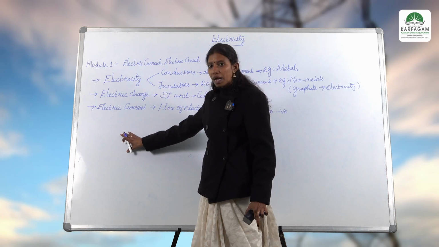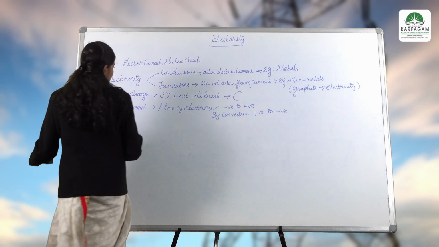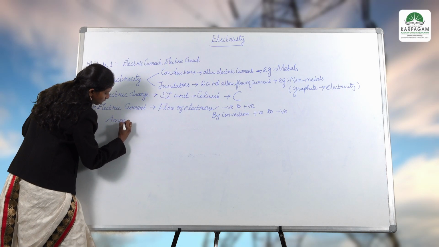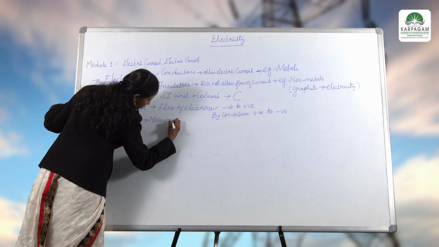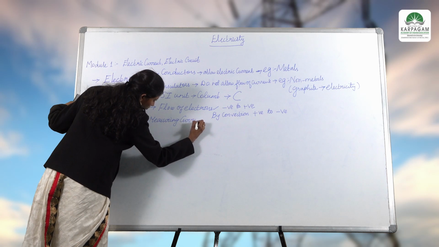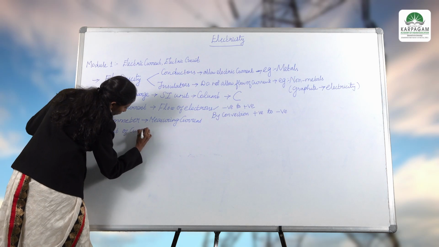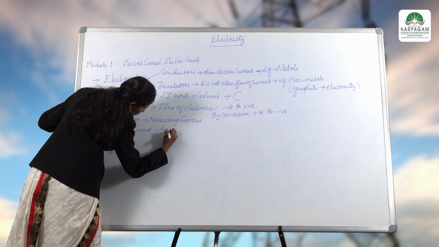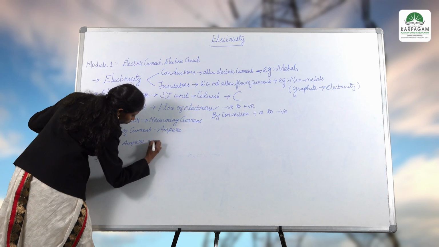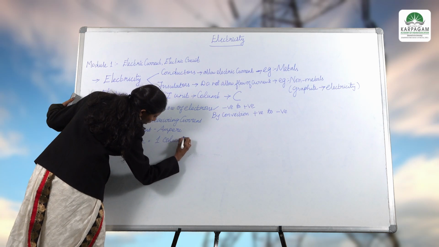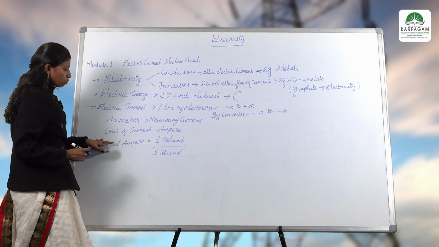Always we will have a set of battery arrangements and a bulb arrangement for an electric current to flow through a circuit. So this is the main part, and we use an ammeter as a device to measure the current. The unit of current is ampere. And 1 ampere is equal to 1 coulomb per second, 1 coulomb by 1 second. So this is 1 ampere.